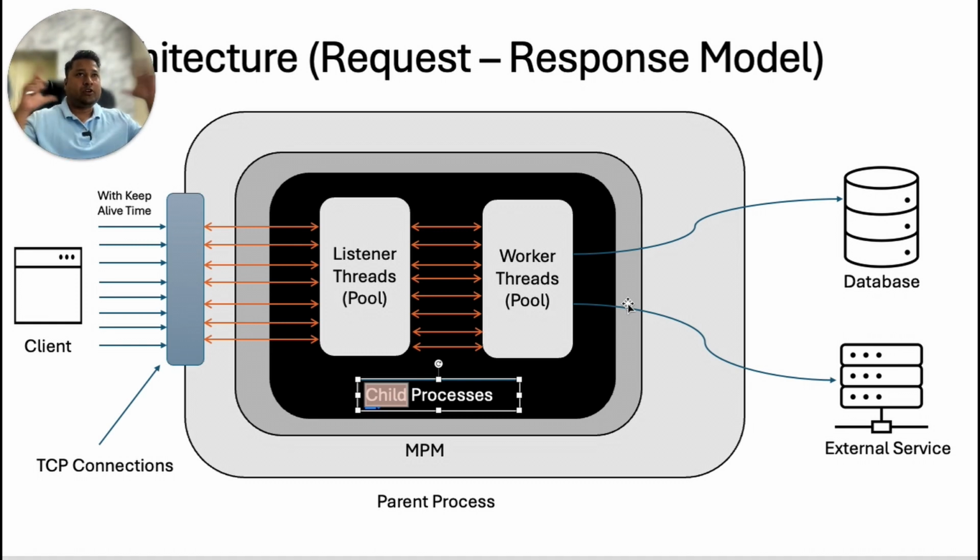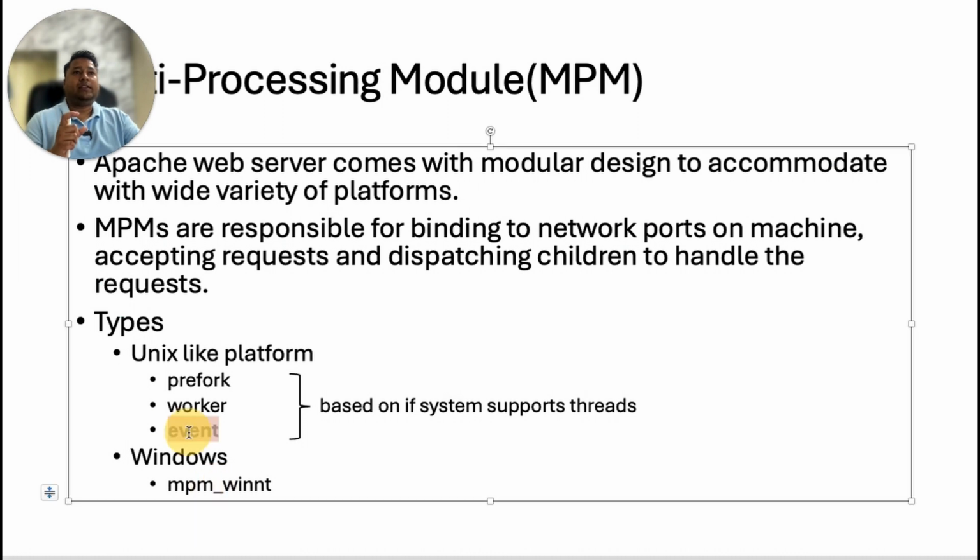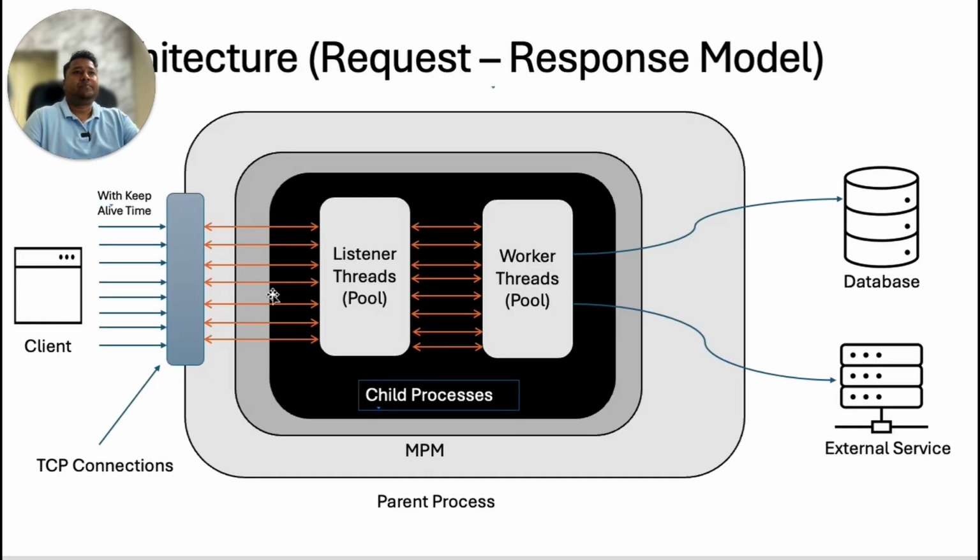Based on the understanding that I have received, I have consolidated it and created this diagram. Now this child process will create a fixed number of threads. For these models, MPM and then event MPM models in Linux and in Windows, it will have two types of thread pools. One thread pool is dedicated only to listening for the TCP connection. One thread pool is for the worker threads, which will be dedicated to the work. So you have segregated the responsibility.